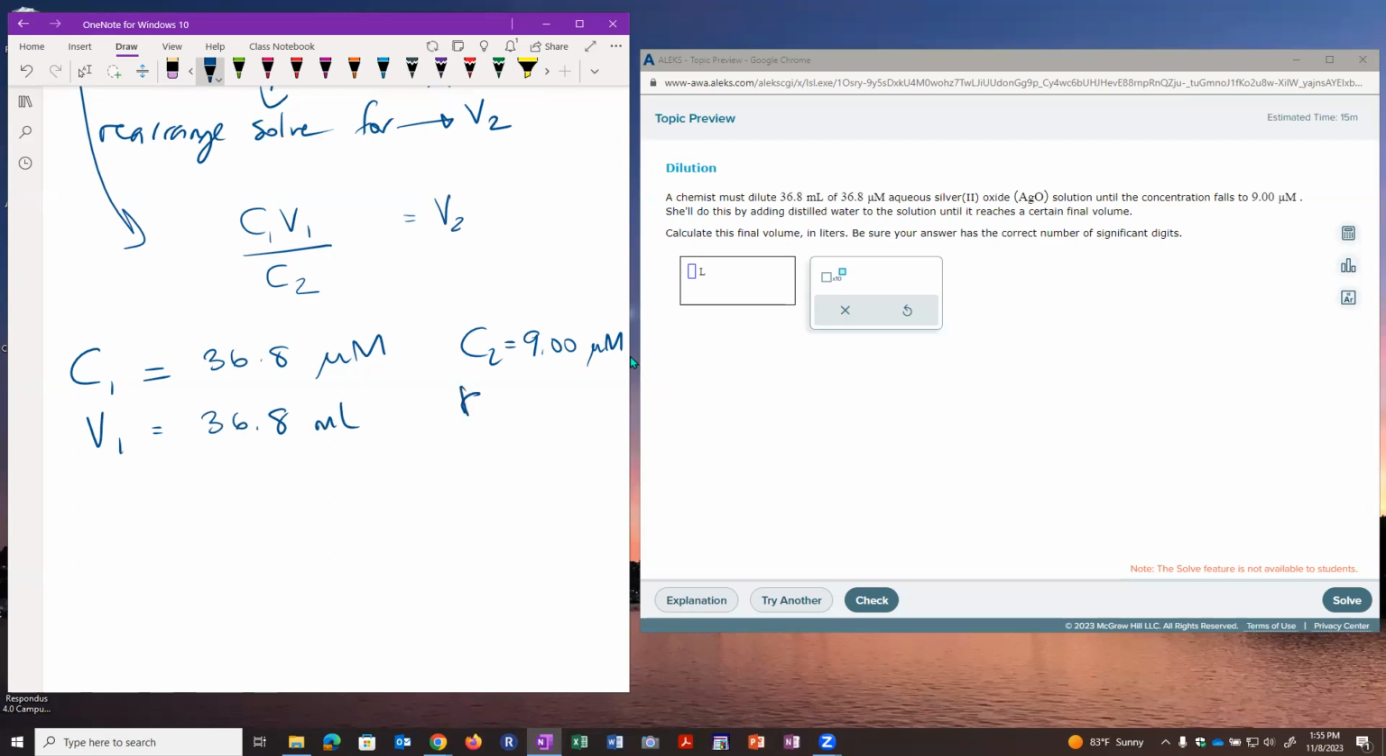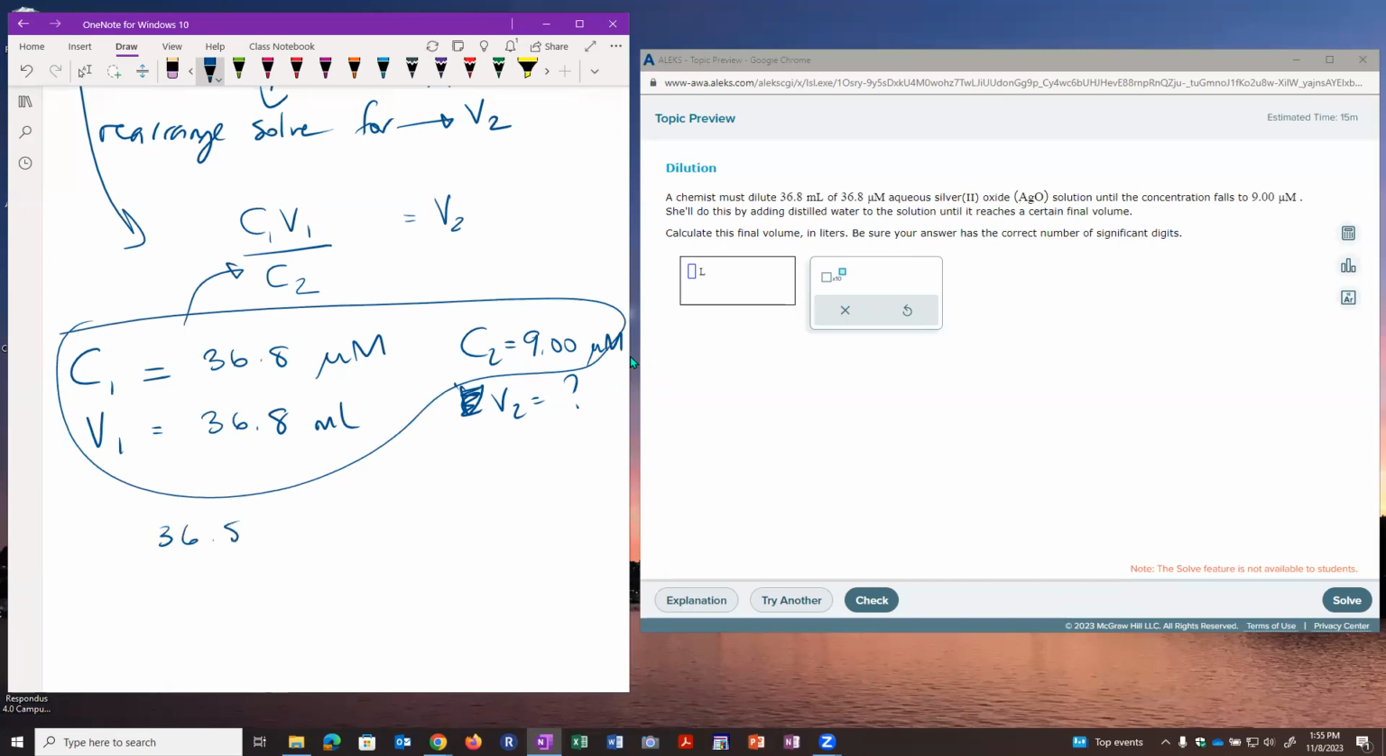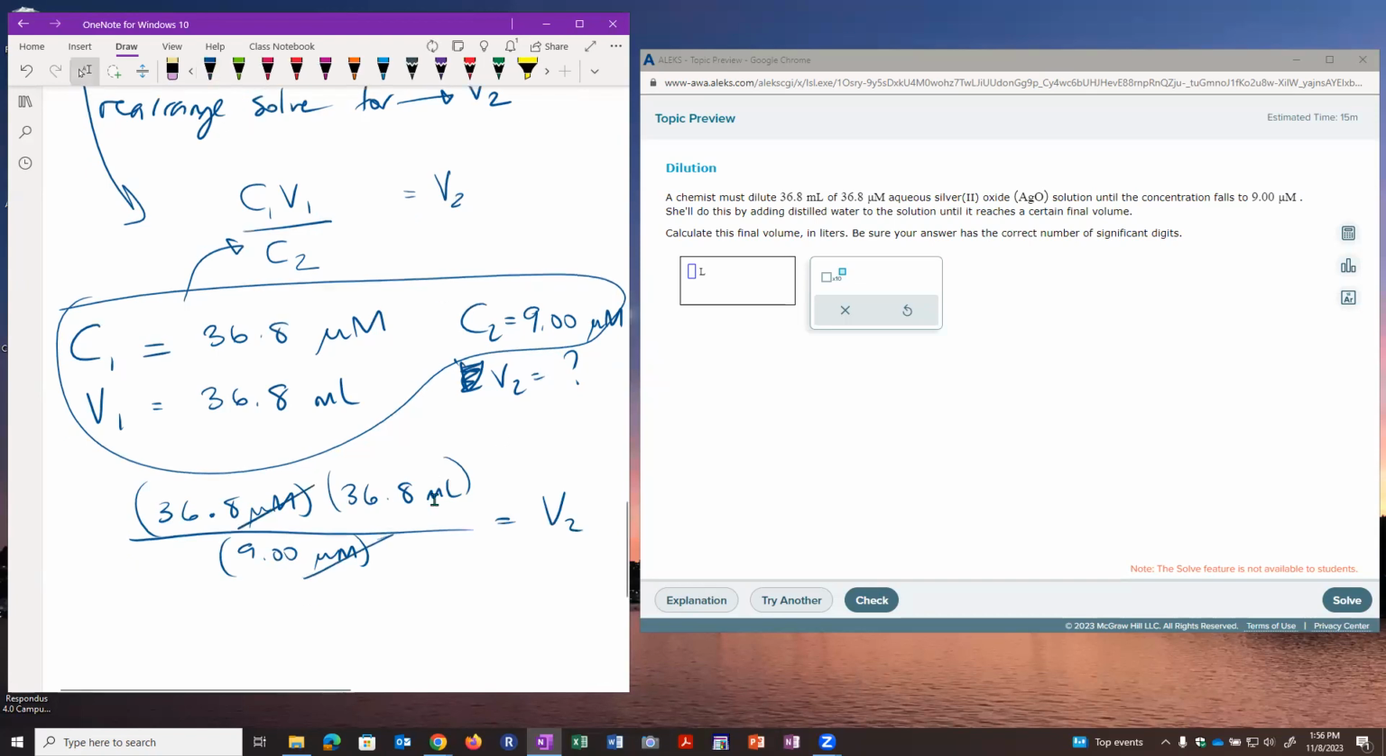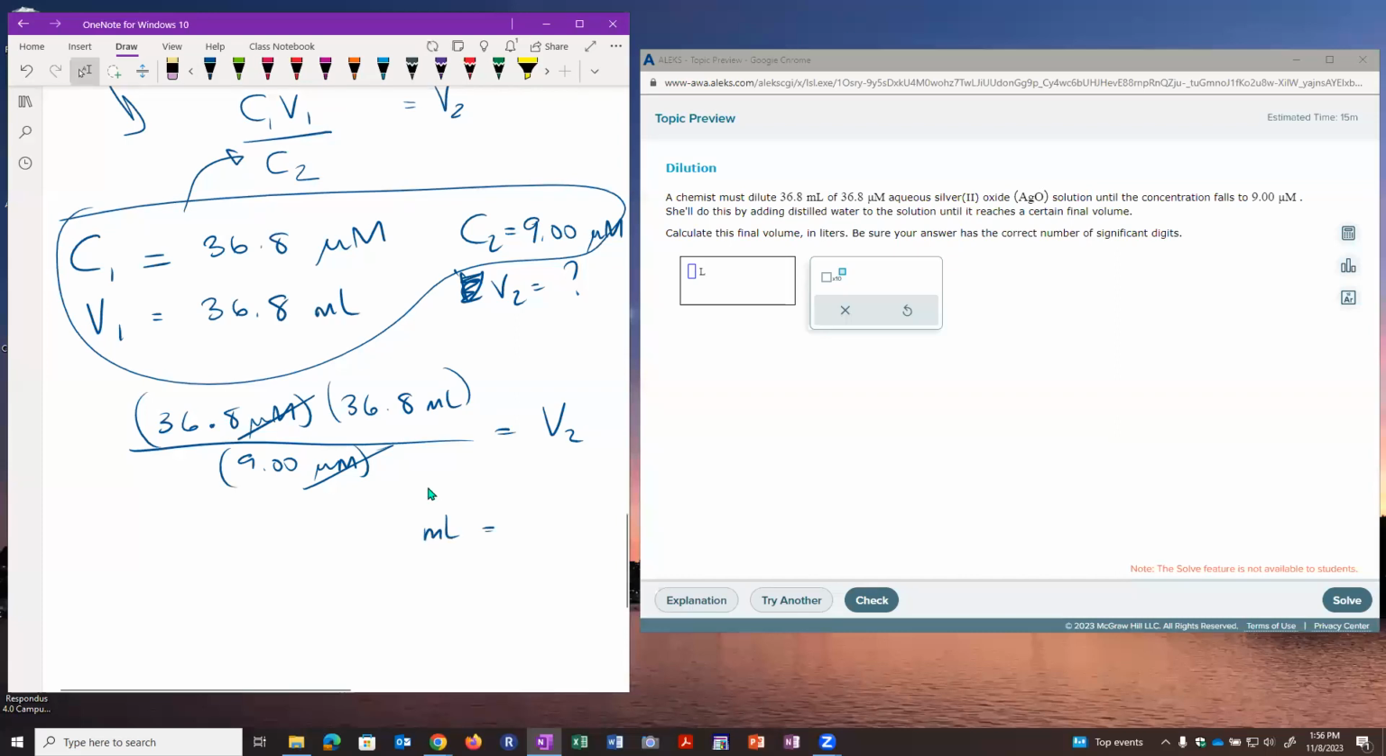And again, my V2 is what my unknown is. So I can substitute these values now into the equation. So I have my C1, 36.8 micromolar. Keep track of your units because they will help you here in the end. V1 is 36.8 milliliters. My C2 is 9.00 micromolar. Okay, and that's going to be equal to V2, whatever that is. Micromolar cancels. I end up now with milliliters as my unit for V2. Well, guess what? The question is asking for the final volume in liters. So you still actually need to do one more thing.